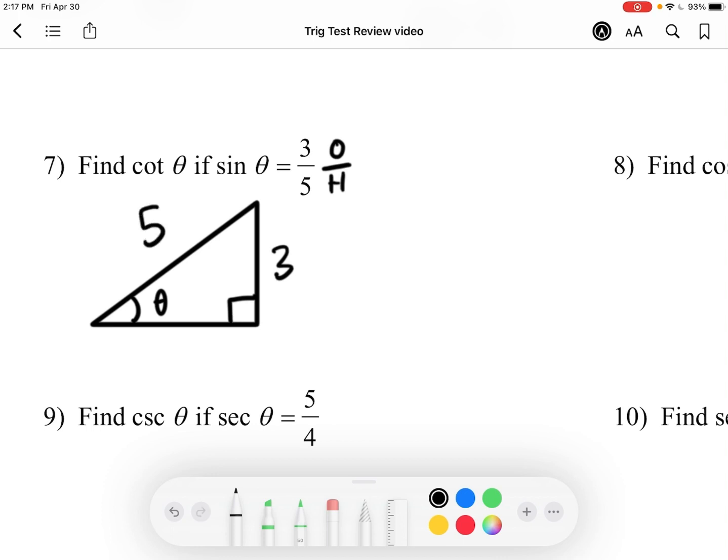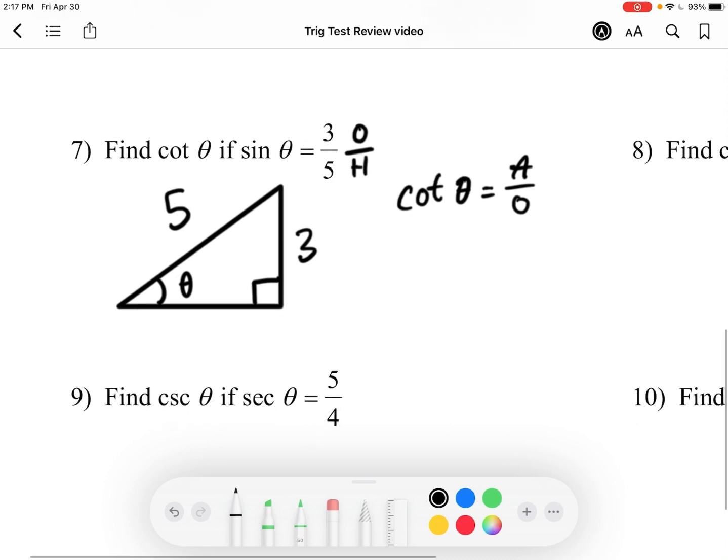So now we're looking for cotangent theta. And cotangent theta is going to be adjacent over opposite. So cotangent is the reciprocal of tangent. Since tangent is opposite over adjacent, that means that cotangent would be adjacent over opposite. So we need to find what the missing side is, and then we'll be able to give cotangent theta.